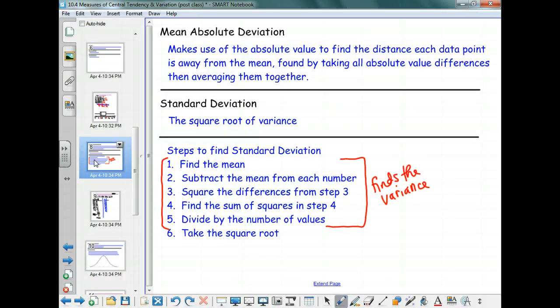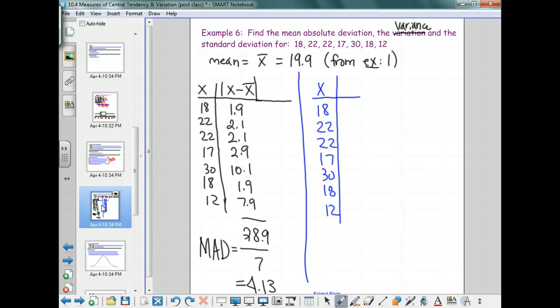Number 2 says subtract the mean from each number. So in this column right here, I'm going to do the mean subtracted from each number. So we're going to do exactly what we just did on the last one, except that we're going to keep the positives or negatives. Now they're going to go away in a little bit, but for this column to actually be accurate, there will be positives and negatives in this column. All right? So in each one of these, you're going to take the value minus 19.9.